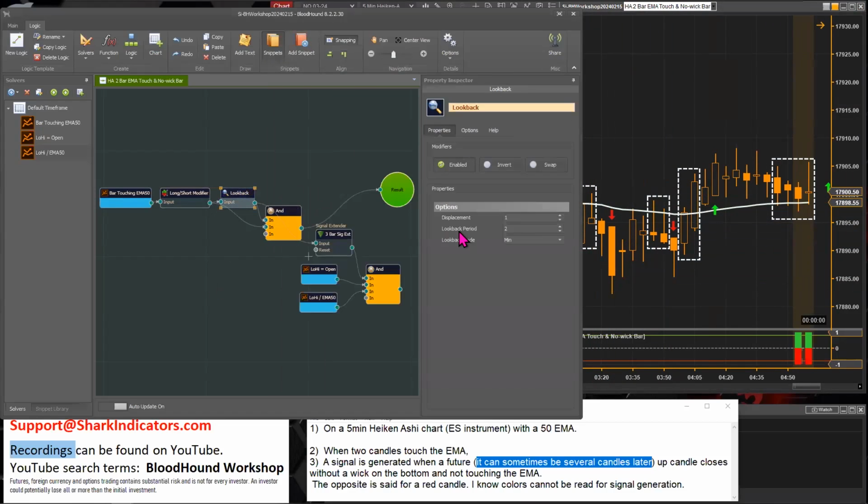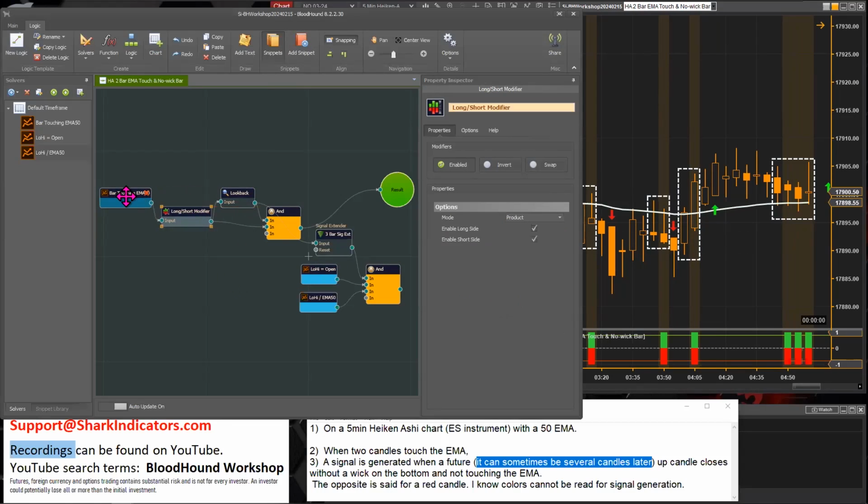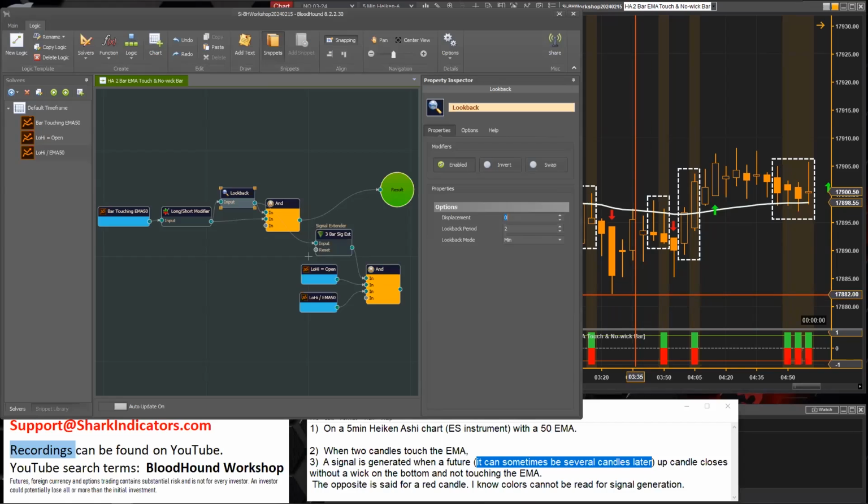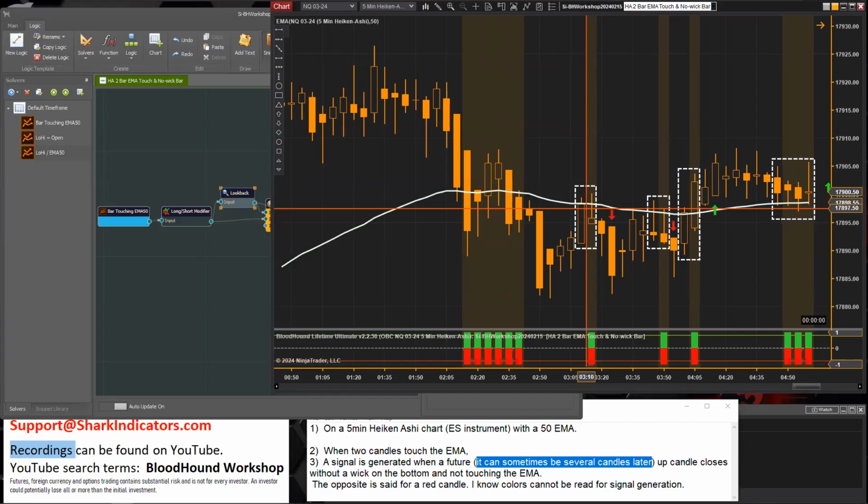So let's see here. I need to, let's do that. There we go. All right, so on this lookback node, I actually had to remove the displacement off of this. So now we can see, when we get 2 bars touching, there we go, we're getting an output or a signal on the second bar telling us, okay, we at least have 2 bars, right? And of course here we have a whole mess of bars touching that EMA.